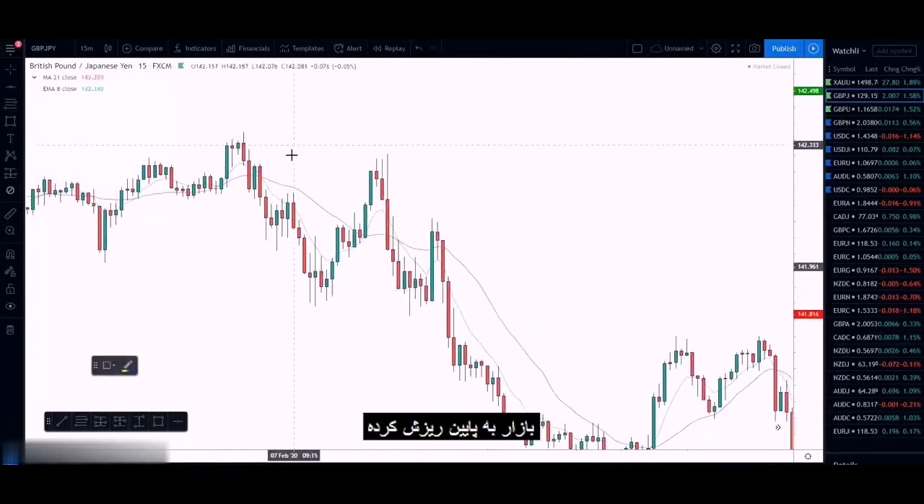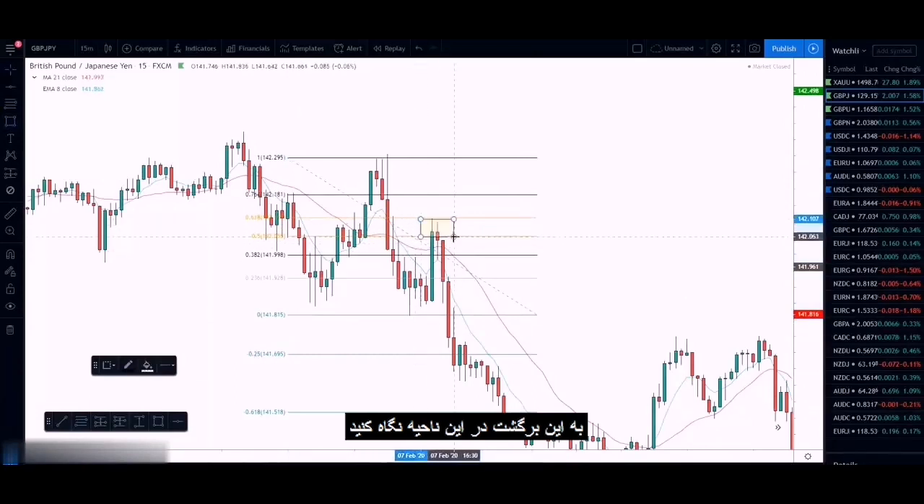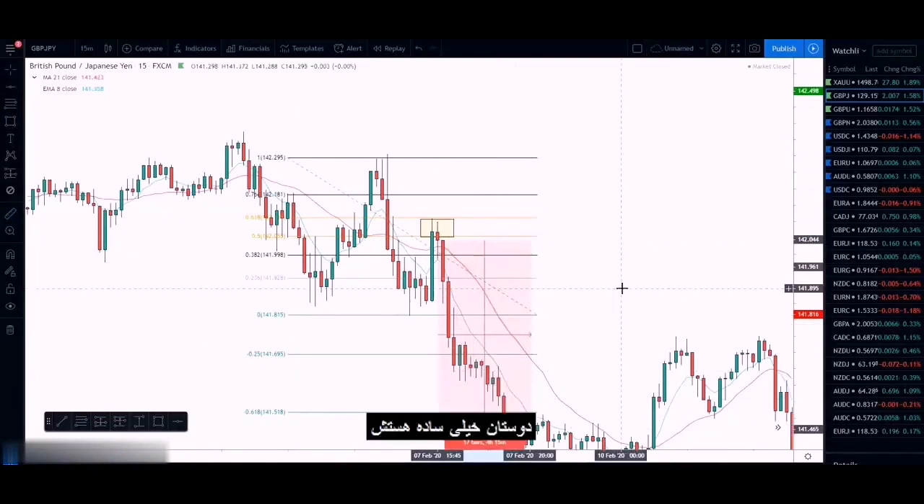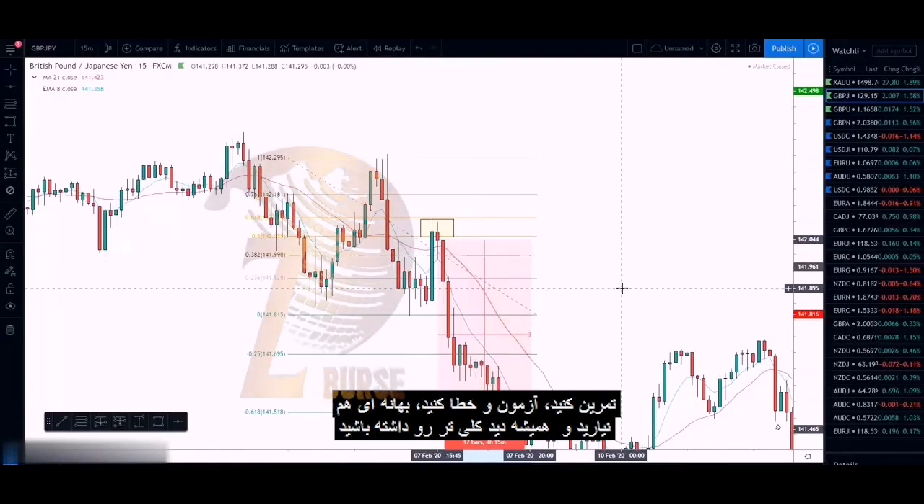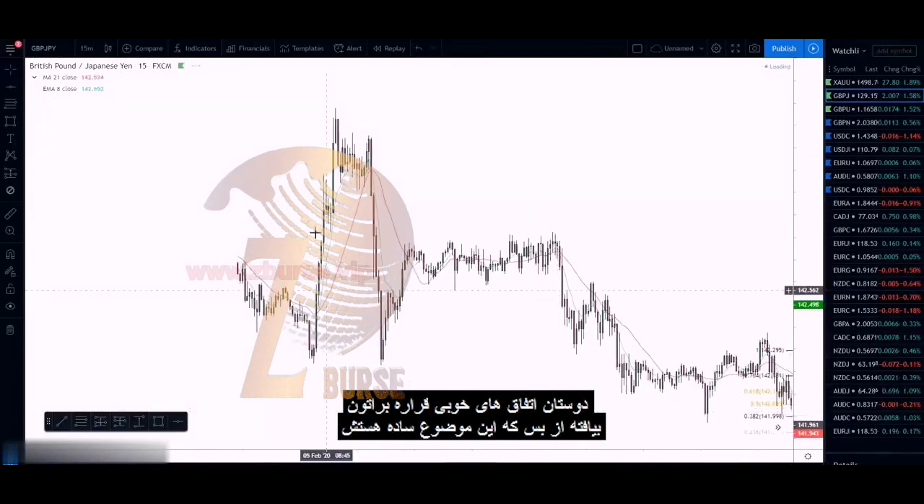Look at this. Market structure being broken to the downside. Look at that rejection in that zone. Look at the MA crossover right there. What do you know? Huge drop. Guys, it's so goddamn easy. Practice. Backtest. No excuses. Always look at the bigger picture. Great things are coming for you guys. This shit is crazy easy.